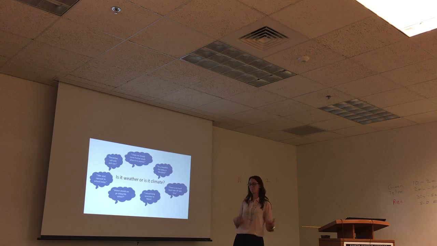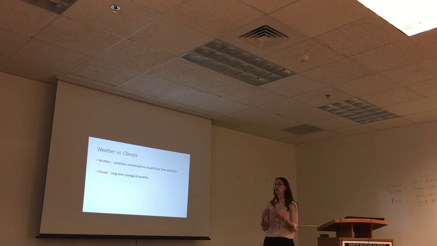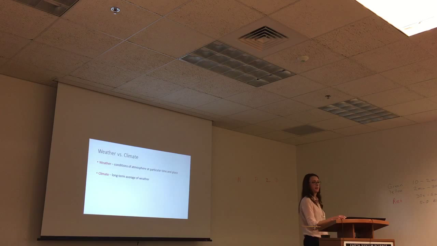So the idea is that the weather are the conditions at a particular time and place. So what it's doing right now in Maryland. The climate, though, is a long-term average. So climate patterns, long-term average of this weather. So it's going to be warm in Miami. You're going to have seasons in Maryland. And so that would kind of be your climate. Is it hot? Is it cold? Is it wet? Is it dry?